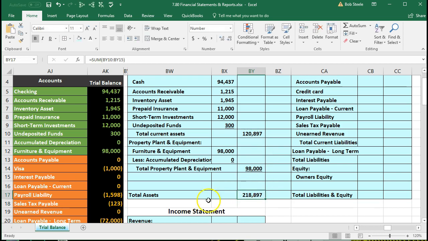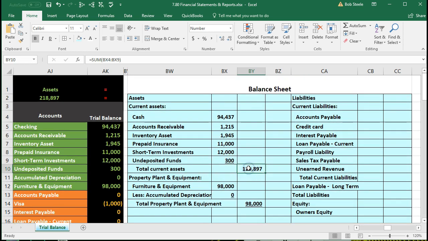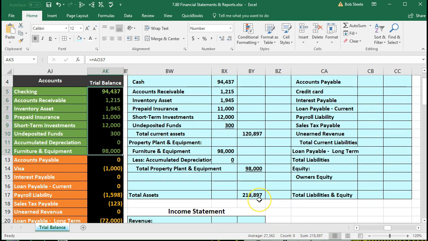218,879. If we want to check any of these numbers, it's really easy for us to do this. We can say, is that number correct? Well, it's the cash down to this account, and then QuickBooks will sum it up. It's 120,897. That looks right. Is this number right? Well, it's just that number, so that looks good. Is the total right? Well, if I highlight the entire thing, it's 218,897, 218,897. So it looks like we're good there.